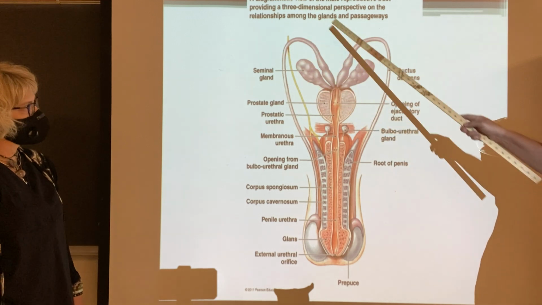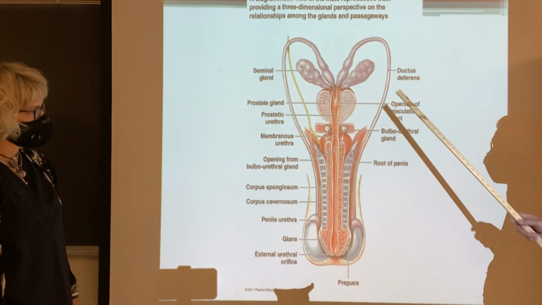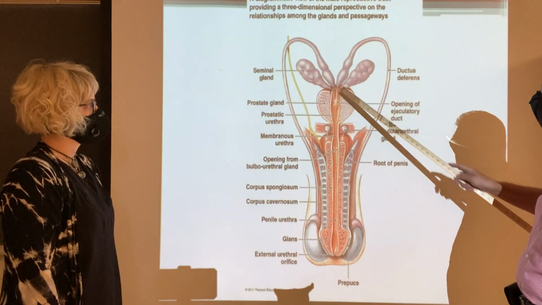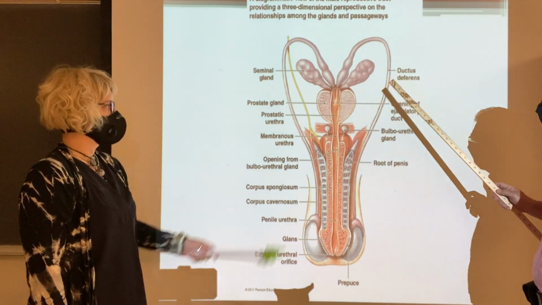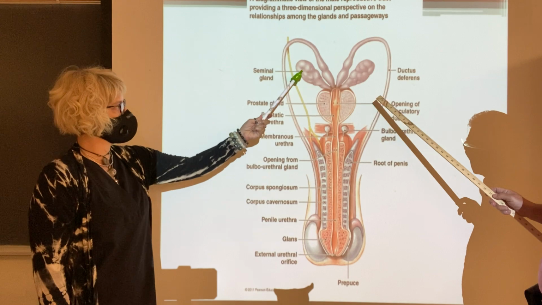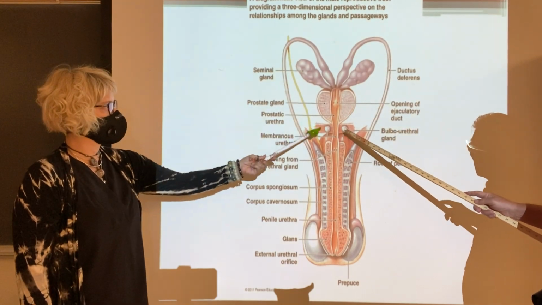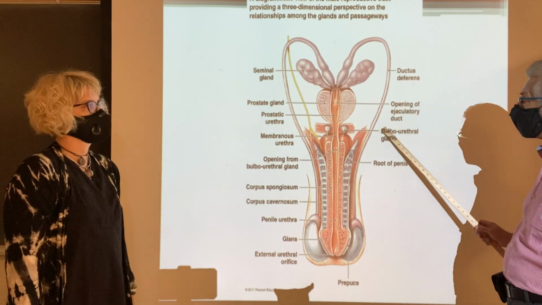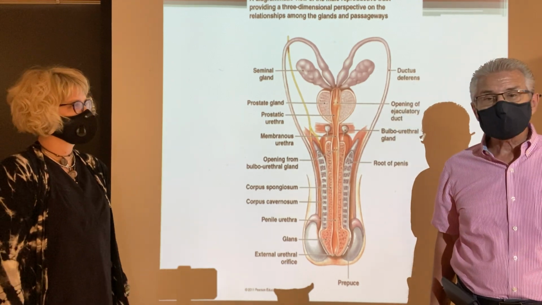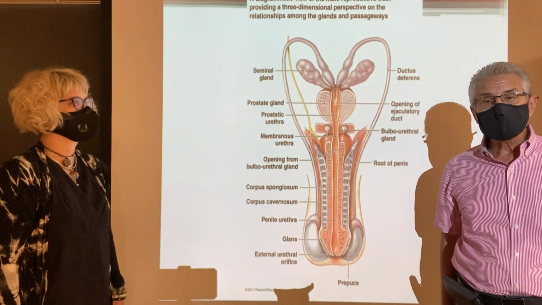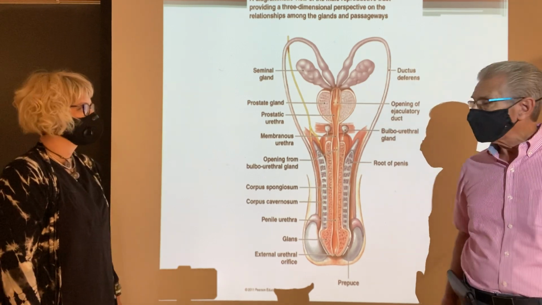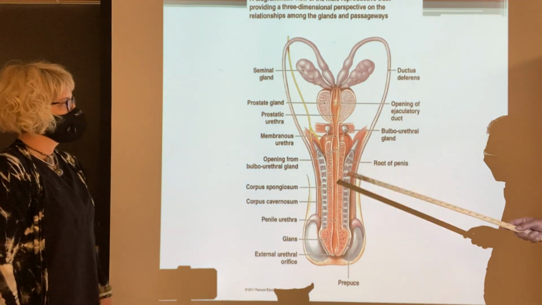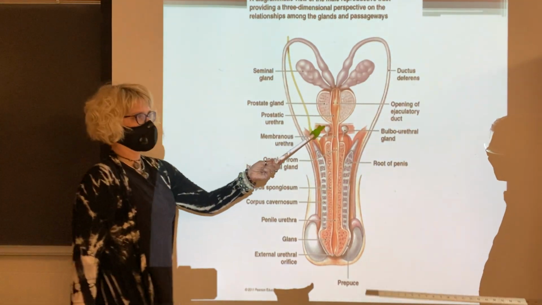I'm not going to spend a lot of time on this, but it's just another visualization of all the parts, making sure you know all the glands. So seminal gland, prostate gland, bulbourethral gland. Those are the three that you need to know. Also called, if you see this in the literature, Cowper's glands. That's an old term. Which one lowers the pH?